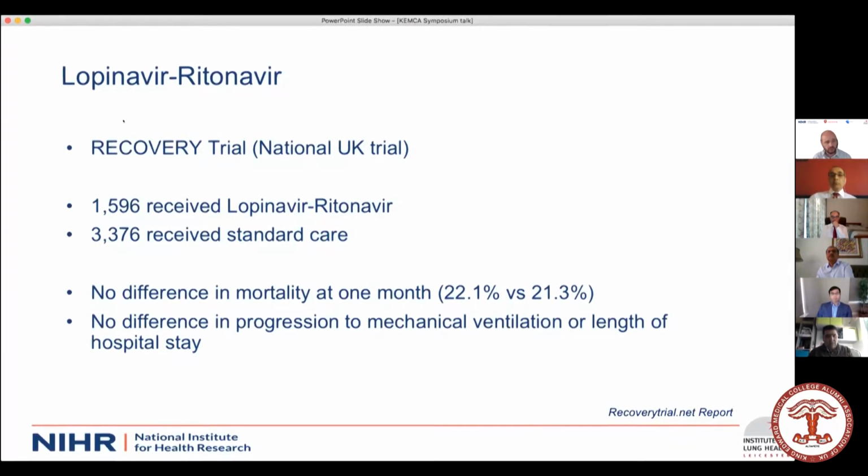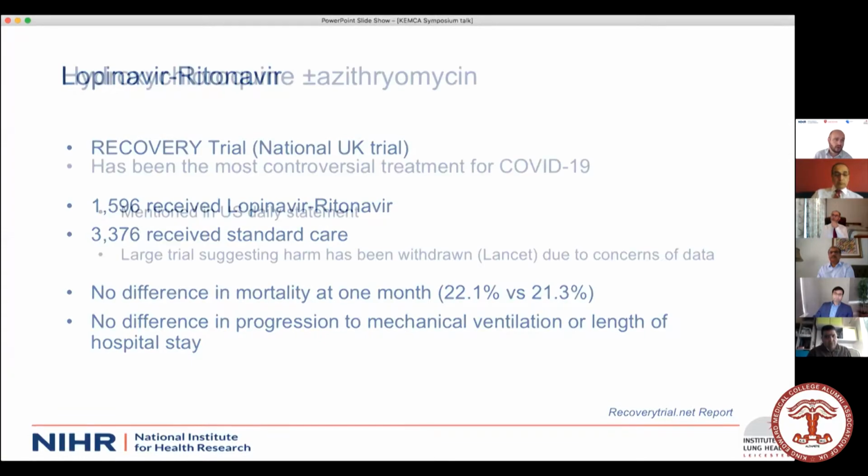Lopinavir-Ritonavir was an arm in Recovery. 1,600 patients received it, and just over 3,000 received standard care. This was powered to mortality, which you can do with these large numbers, and no difference in mortality was seen. It also doesn't appear that there was any difference in progression to mechanical ventilation or length of hospital stay. So the Recovery trial, which hasn't formally reported in a paper yet, has shown a negative trial. So I think we can safely put Lopinavir and Ritonavir to bed from 2 different trials now.